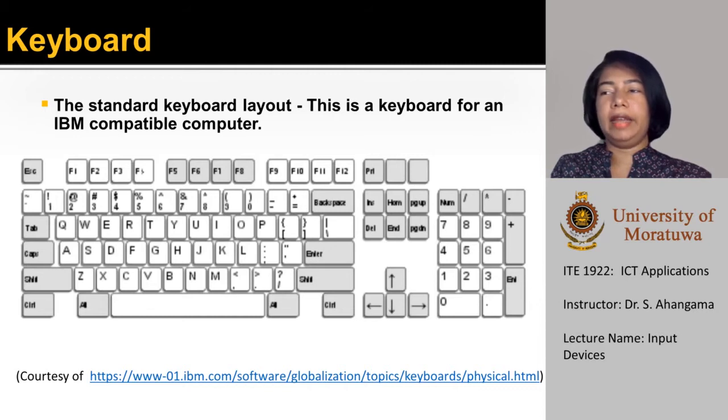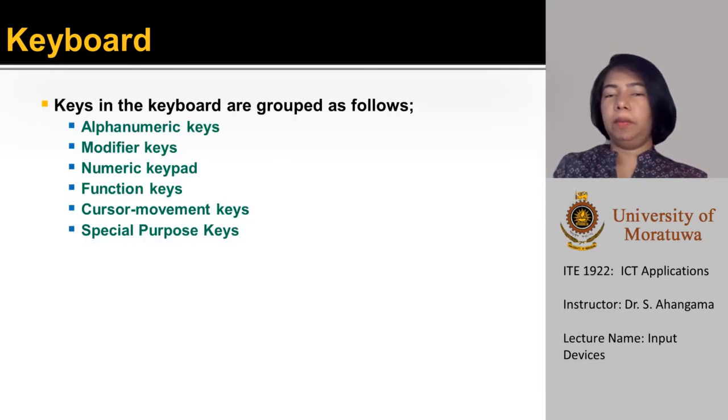In the next slide, let's try to understand the different types of keys available on the keyboard. Keys on the keyboard are grouped as follows: alphanumeric keys, modifier keys, numeric keypad, function keys, cursor movement keys, and special purpose keys. Let's go through them one by one.